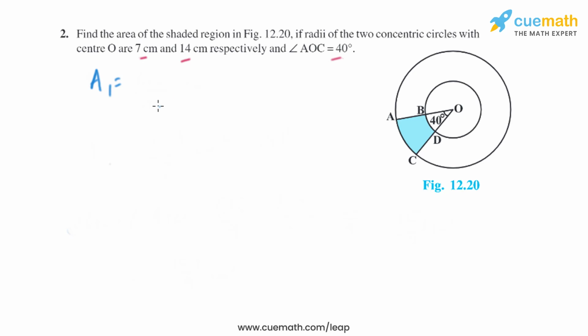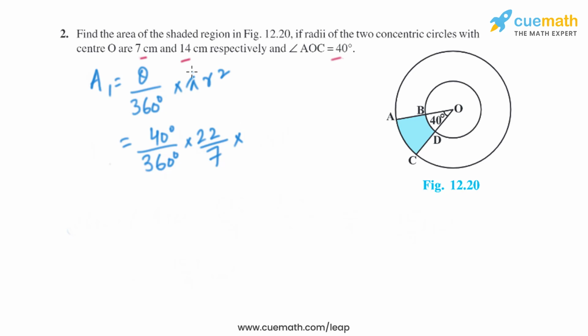So let's take A1 as the area of the bigger sector, and we know the formula to find the area of a sector, that is theta divided by 360 degrees multiplied by pi r square. So theta is given, that is 40 degrees divided by 360 degrees multiplied by 22 by 7, and the radius of the bigger sector is given, that is 14 centimeter. So on solving this, we'll get the area of the bigger sector as 616 divided by 9 square centimeter.